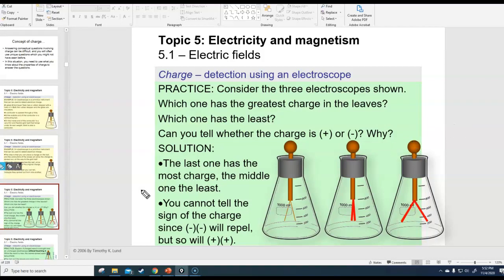Here we have a situation where it's asking which one has the greatest charge in the leaves and which one has the least. The one with the greatest amount of charge is going to be spread apart the most. Looking at these three electroscopes, this one shows the greatest amount of charge. You can see the leaves are really spread apart because they're repelling each other really hard. The least amount of charge is going to be the middle one.